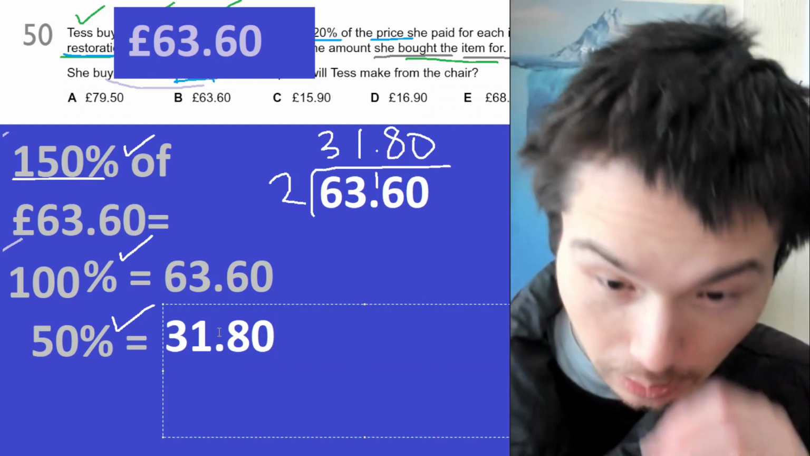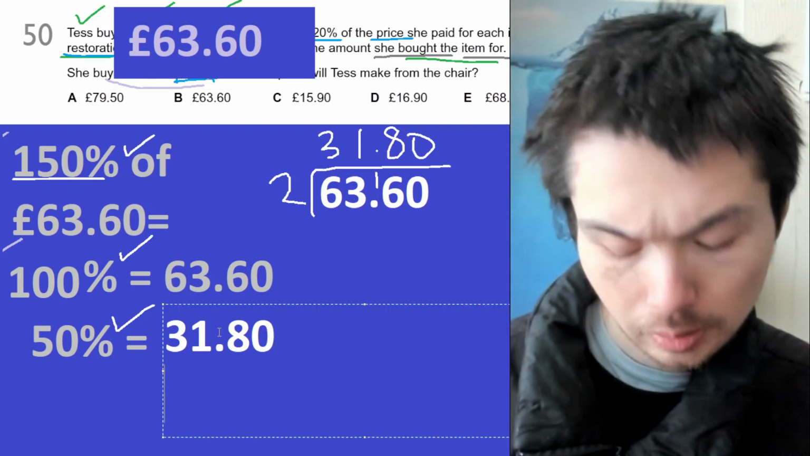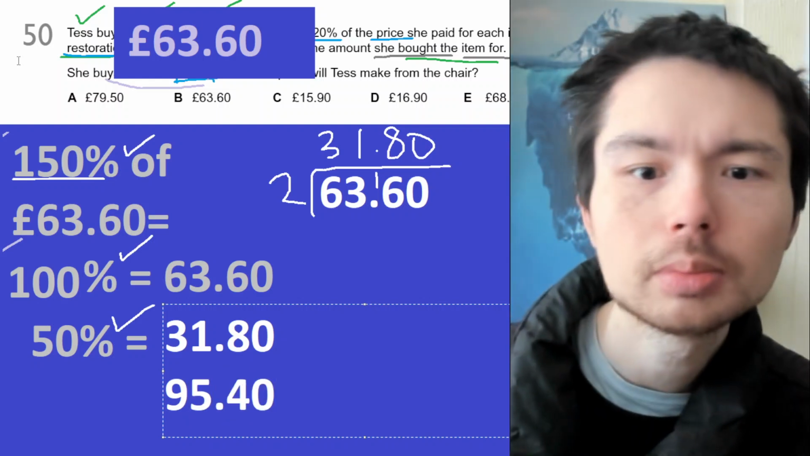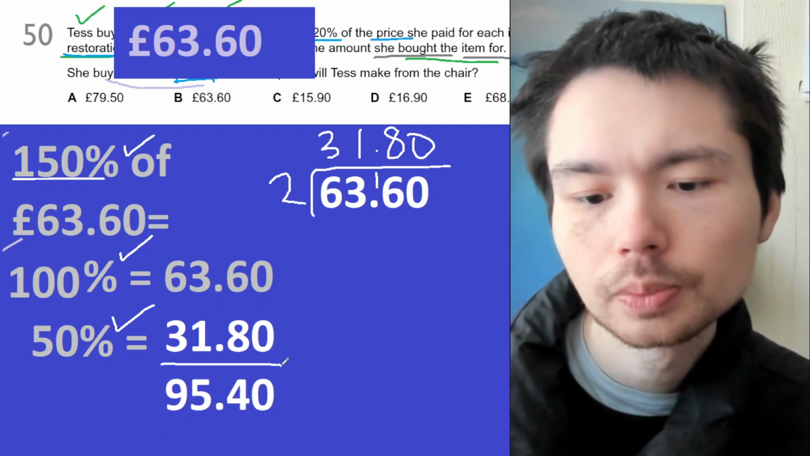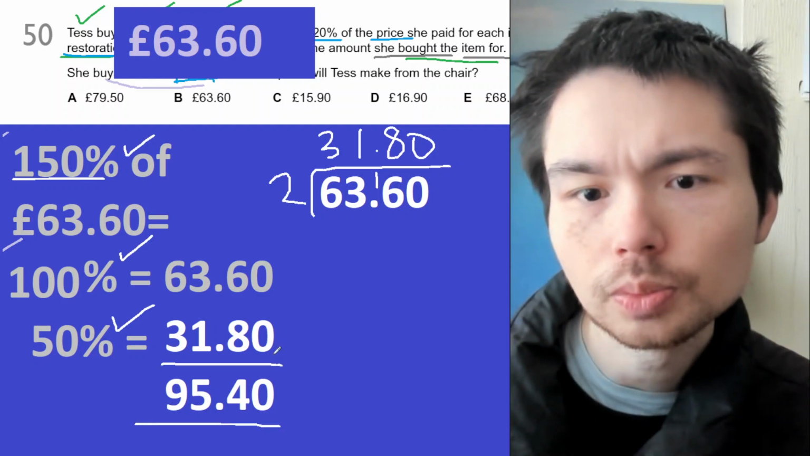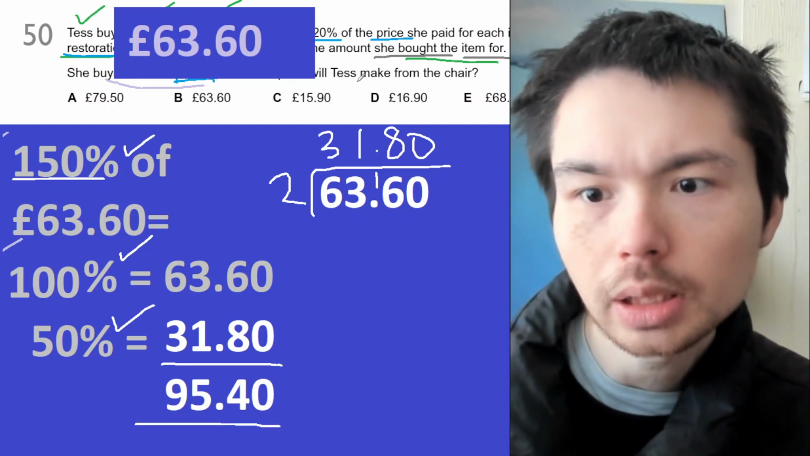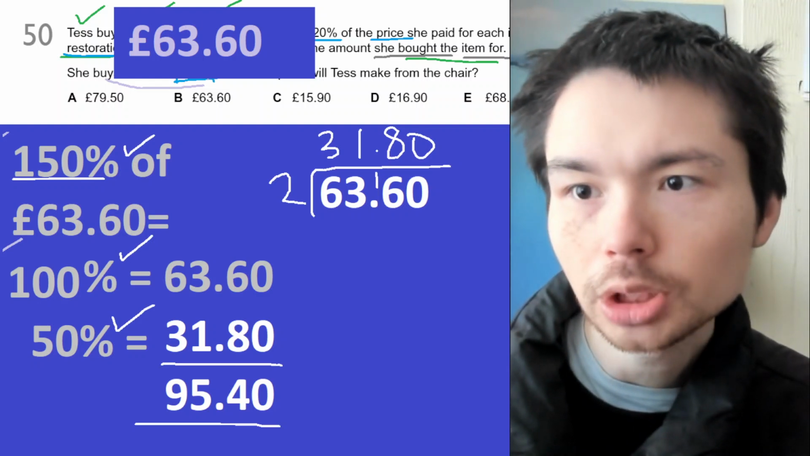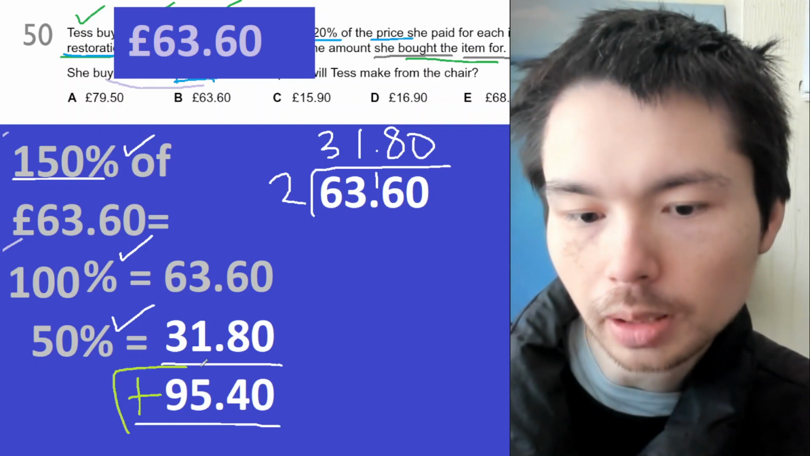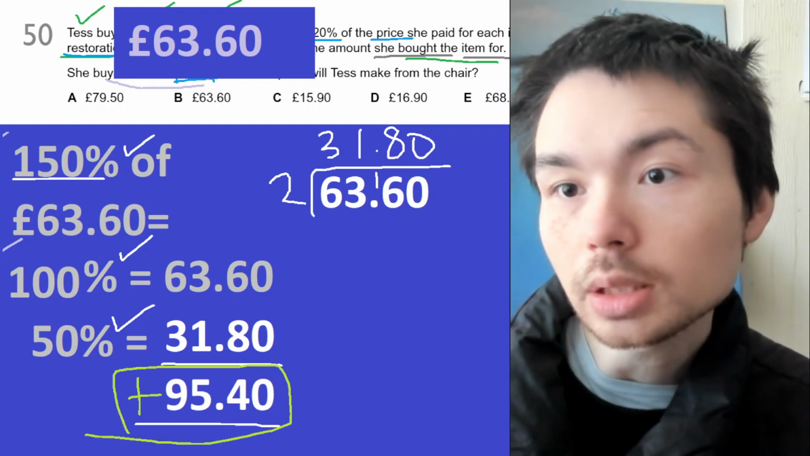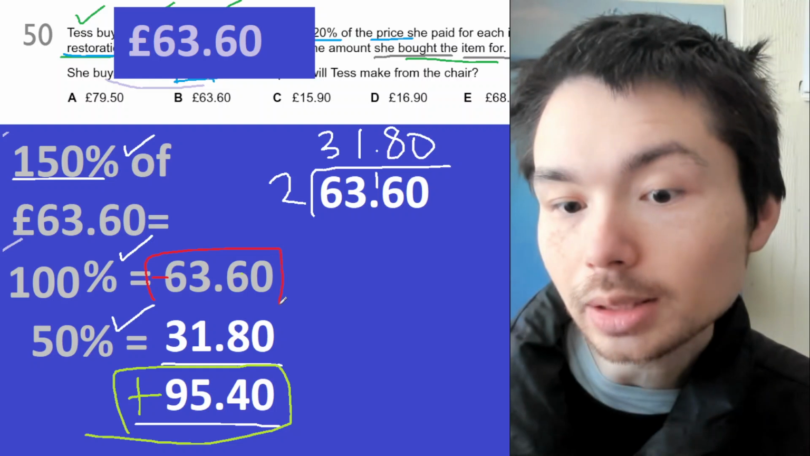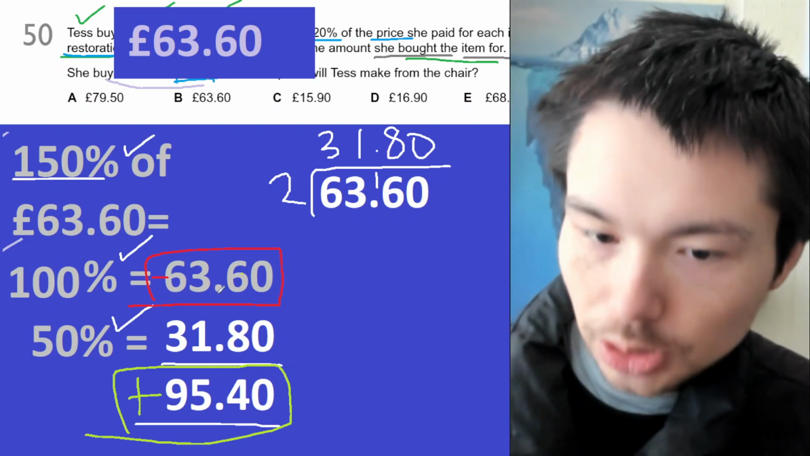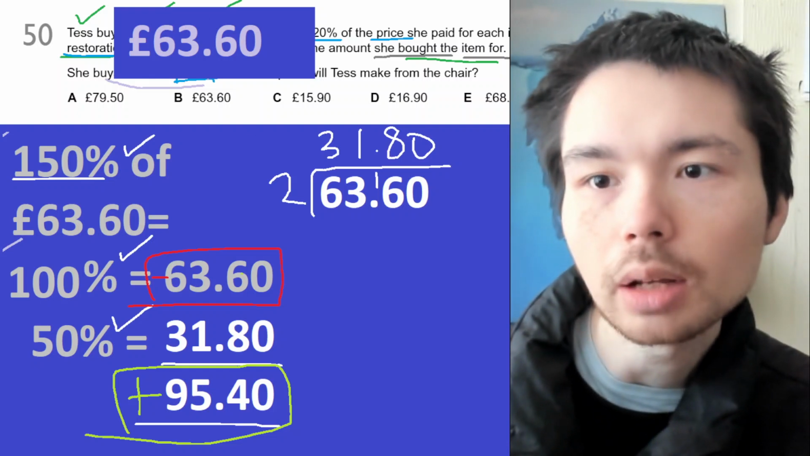Now you need to add them up. So that will be 95.40, I believe. Yes. 95.40. She buys the item. How much profit will she make? Okay, so then one more step. This is the amount she goes up by. I'm going to put a plus sign next to it. You see the 63.60, that's the amount she went down, because that's how much she spent. So it's like we look at the red bit and the green bit. So if you're down 63.60, then you go up 95.40.